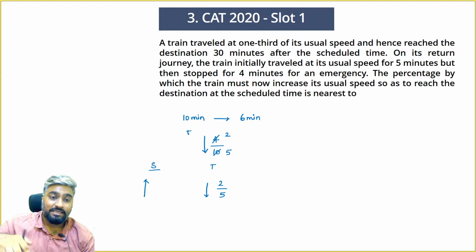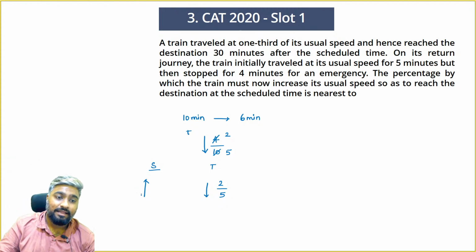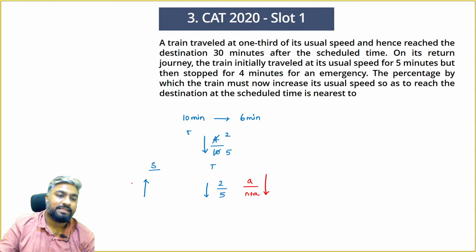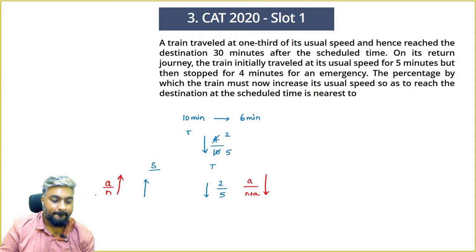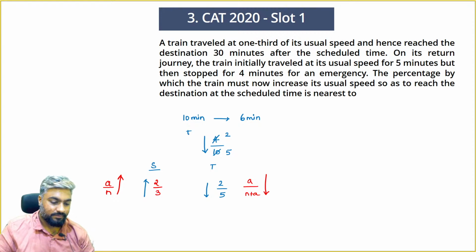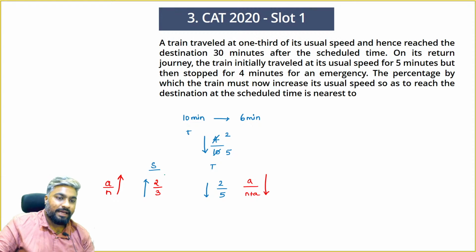If time decreases by a by n plus a, then speed should increase by how much? If there is a decrease of a by n plus a, then the increase must be a by n, correct? So the increase a by n here will be 2 by 5 minus 2, which is 2 by 3. Superb, guys. We get that the speed must increase by 2/3.